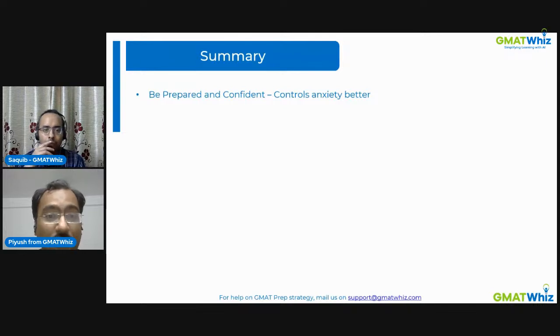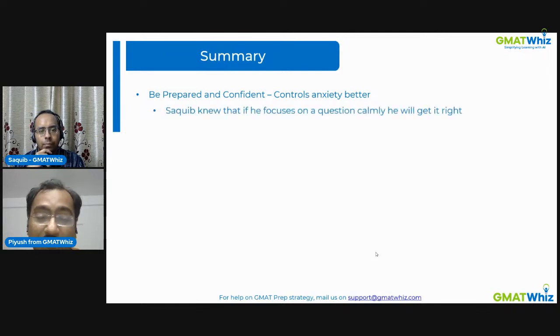This helps you control your anxiety better, because if you're not prepared, if you're not confident, it doesn't matter how many of these sessions you attend, or how many 760, 750, 770 or even 800 scorers you speak to, you will not be able to control that anxiety. The main thing is to be prepared and confident. Then this helps Saquib focus on questions calmly, because he knew which questions he could get right and which ones he couldn't.